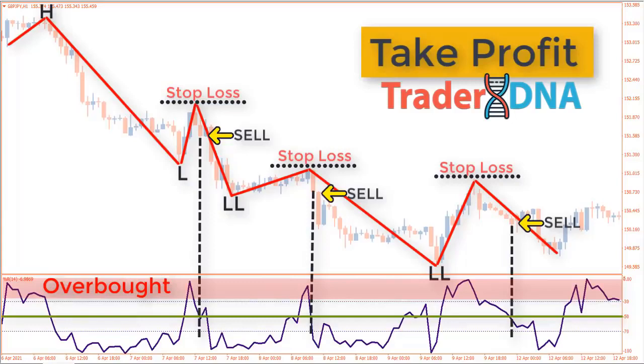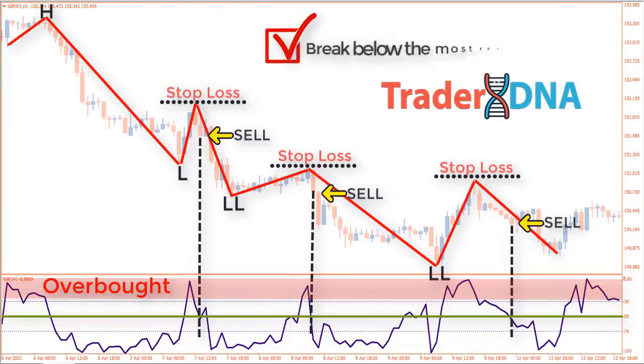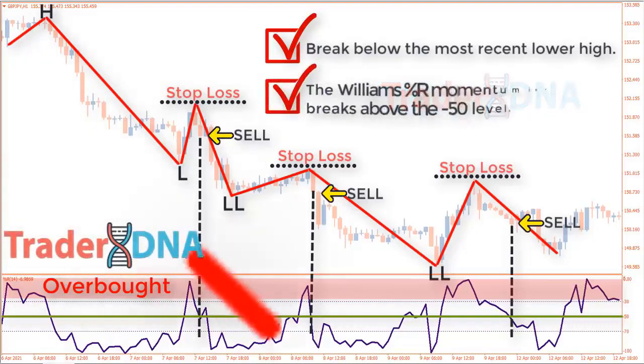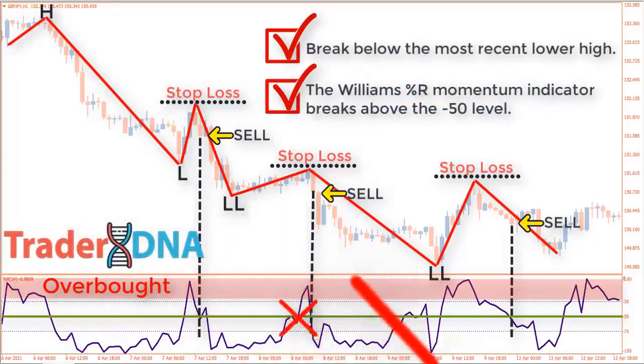In this regard, we look for a break in the trend structure, respectively a break above the most recent low or high. Alternatively, you can take profit once the Williams %R momentum indicator breaks above the -50 level. Here are other examples of the Williams %R momentum trading strategy.